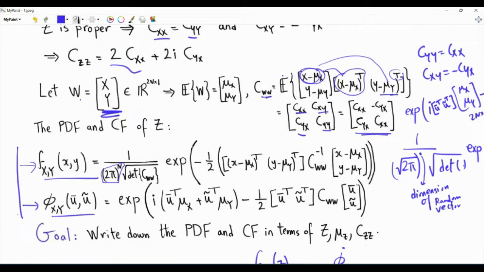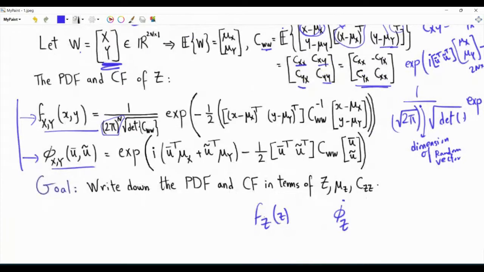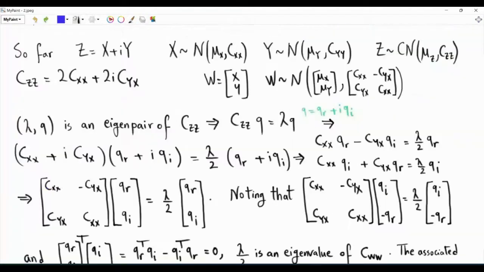So if vector z is n dimensional, we are talking about the 2n real valued random variables that reside inside vector z. But again, for compactness, and since the objective from the beginning is to deal with x and y as one unit, which we call z, it would be nice to have expressions for the joint PDF and the characteristic function that only make use of z, mu z, which is mu x plus i mu y, and then Czz. To be able to express the PDF and CF in terms of z and its statistics, we think about the eigendecomposition of the matrix Czz.